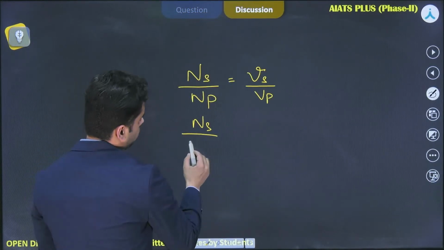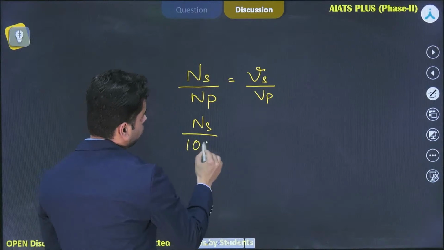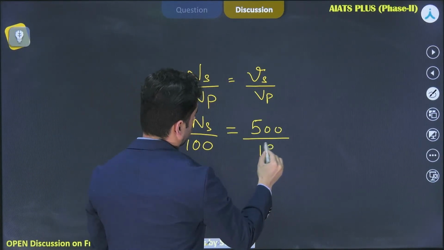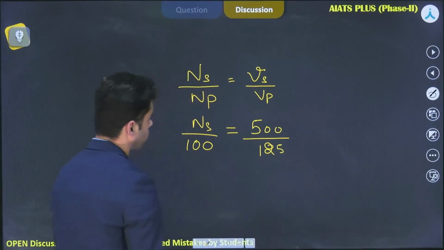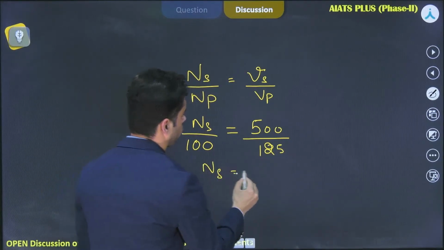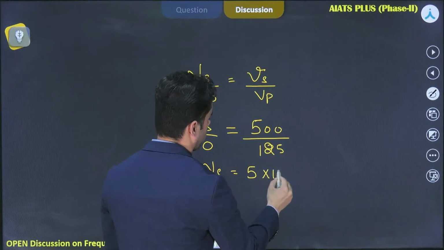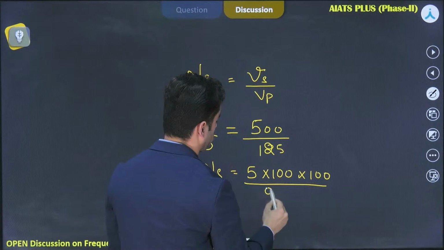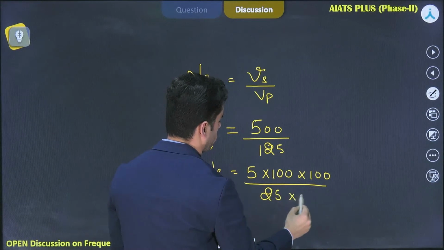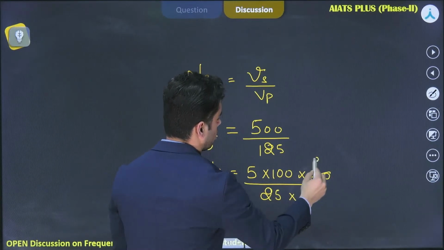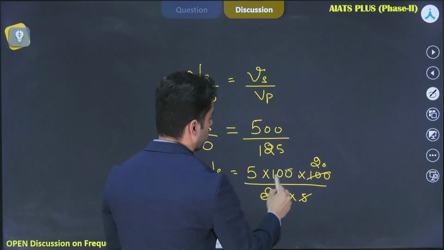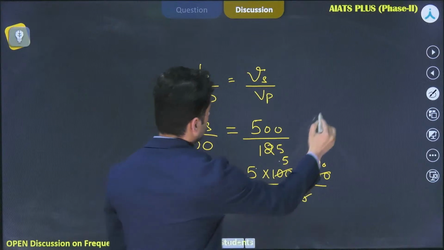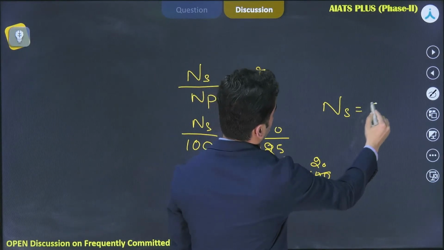So Np is given to you as 100, Vs is given to you as 500, and this has been given to you as 125. Right, so Ns from here will be equal to 5 into 100 into 100, and this 125 can be written as 25 into 5. So 5 into 5 is 25, 25 to 500. So Ns is coming out to be equal to 500.